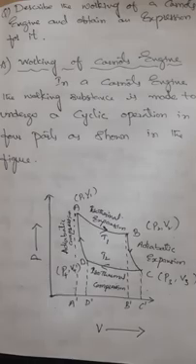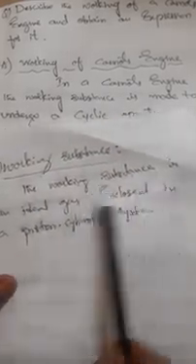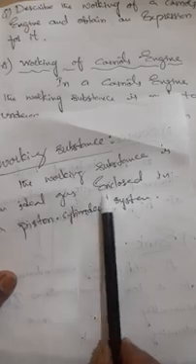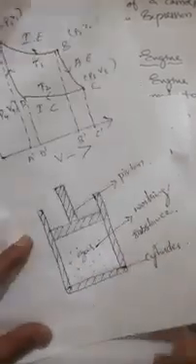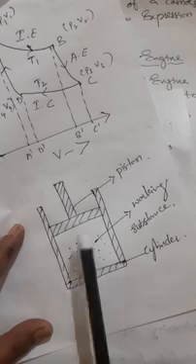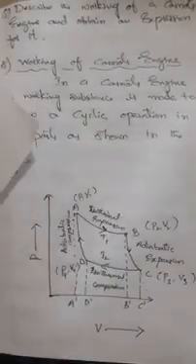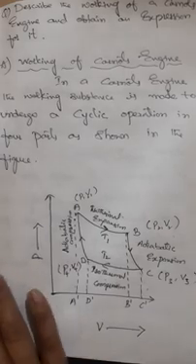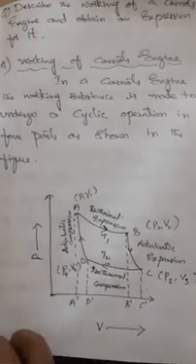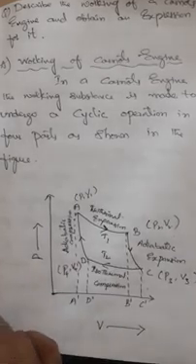And what is working substance? The working substance is generally taken as an ideal gas, and this gas is enclosed in a cylinder piston arrangement. So these are the few basic points which we should know: what is source, what is sink, what is insulating stand, and what is working substance.